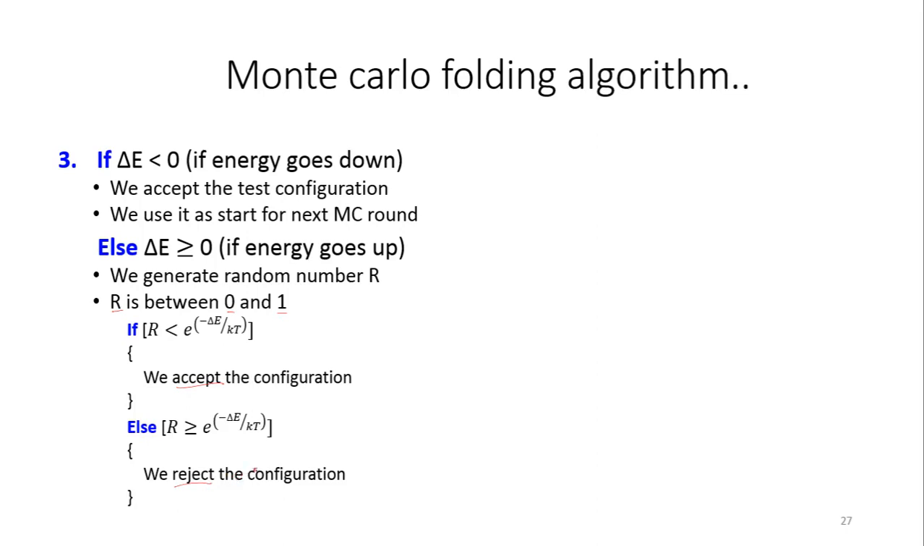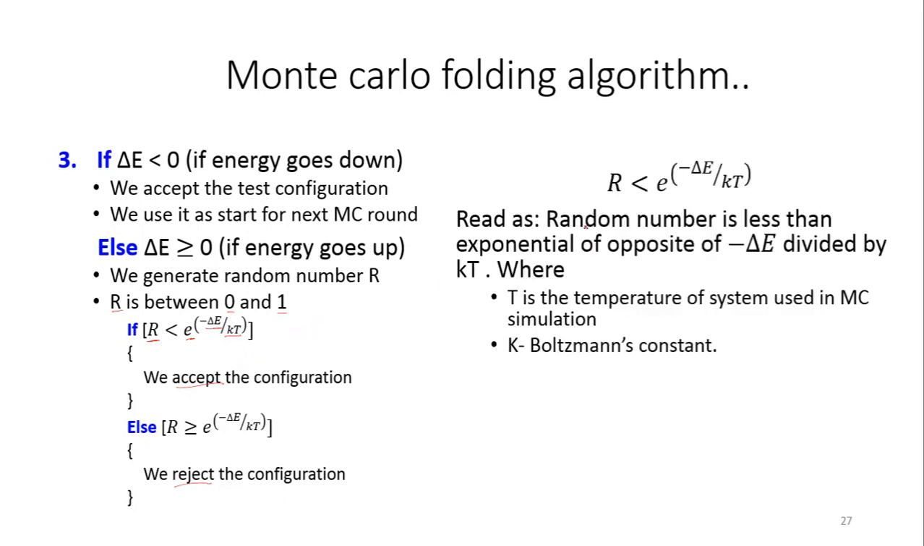What we do is compare the value of R with the exponent of minus delta E divided by KT. This is how you read it: if the random number is less than the exponent of minus delta E by KT, where T stands for the temperature of the system used in the MC simulation and K stands for the Boltzmann constant, then we keep the configuration, we accept it. Otherwise, we reject the configuration.